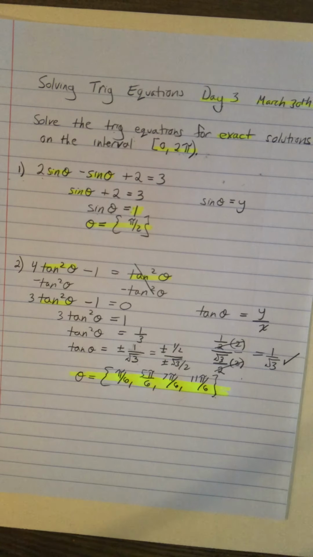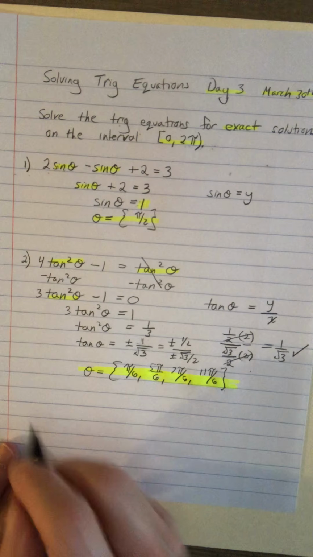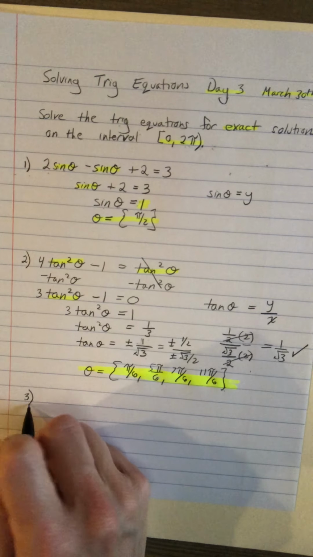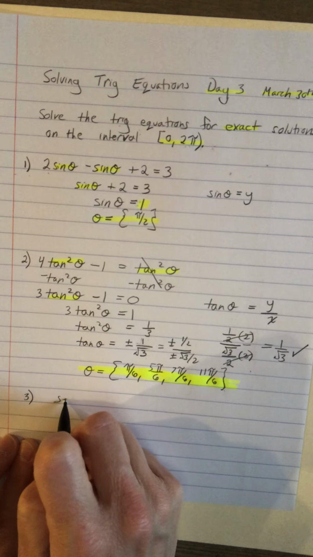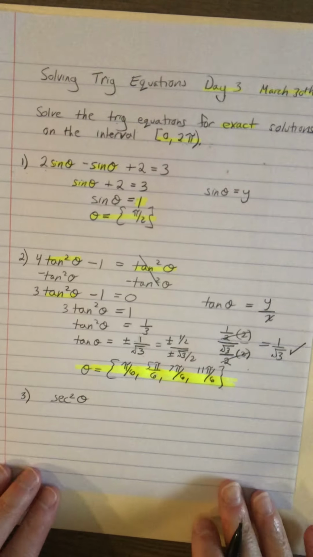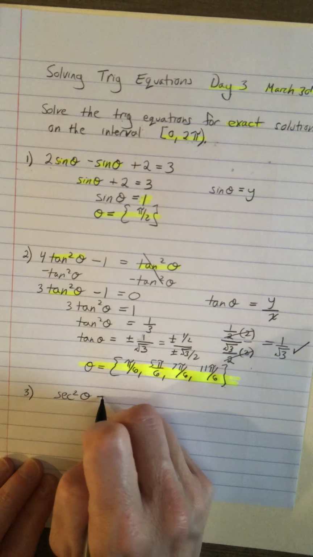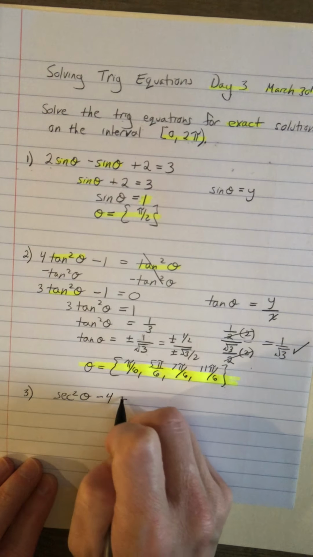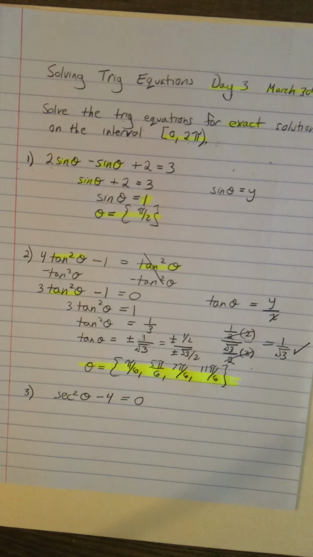Now, the last thing I want to go over is just one more. We did this last week, but I just want to emphasize it one more time. Okay, guys? If I have secant squared theta minus 4 equals 0, how can I solve this?